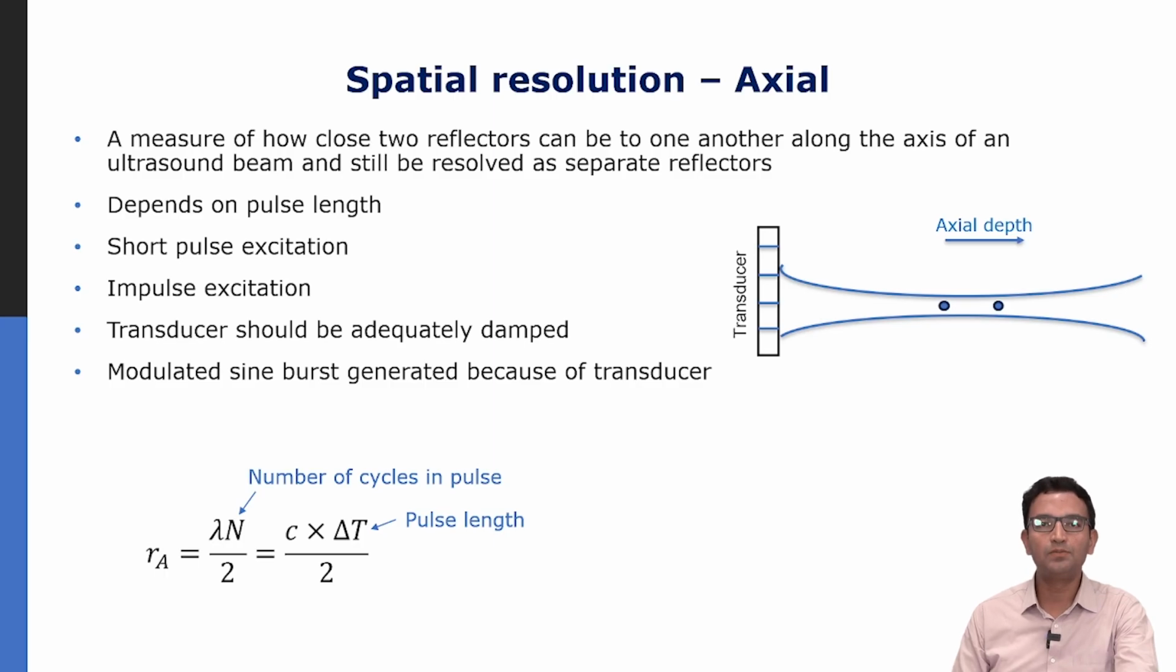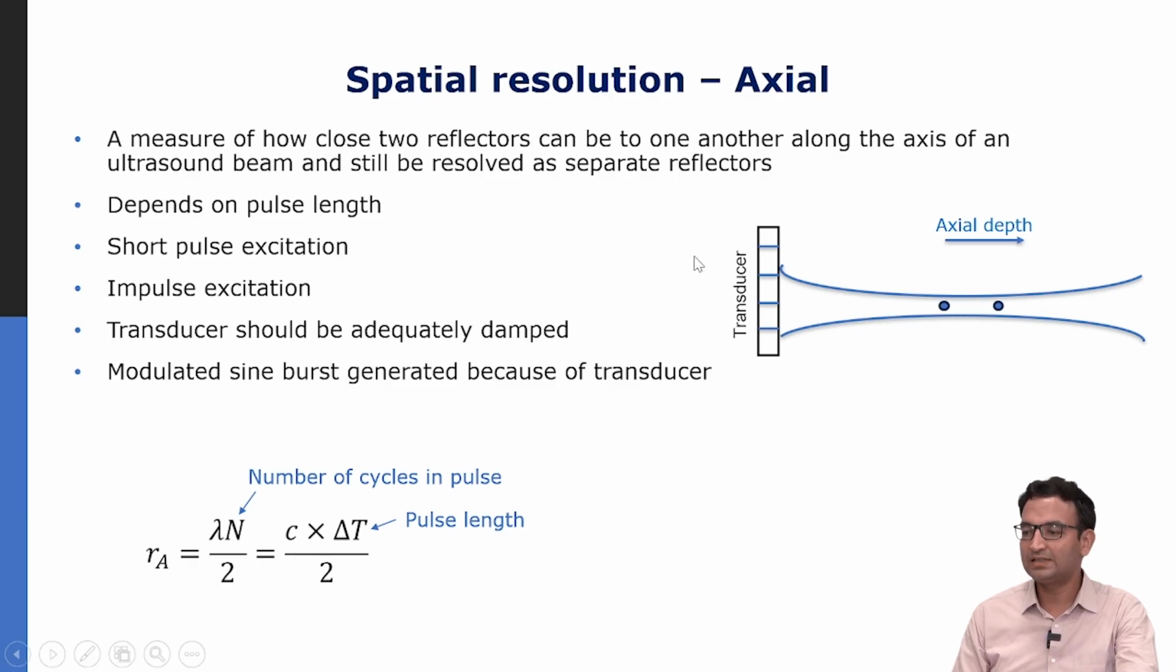Now let us discuss in more detail about the axial resolution, lateral resolution, and the elevational resolution. So the axial resolution is a measure of how close two reflectors can be along the axis of the transducer or the ultrasound beam and still be resolved as a separate reflector.